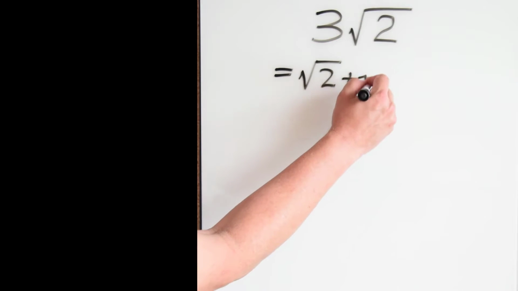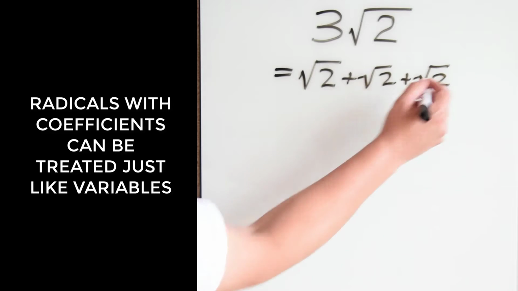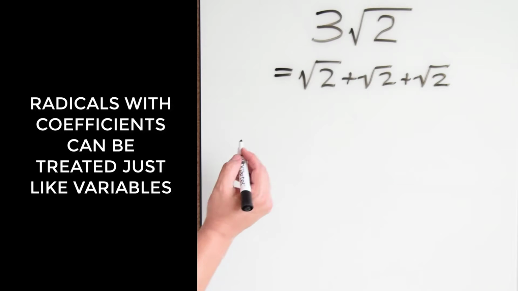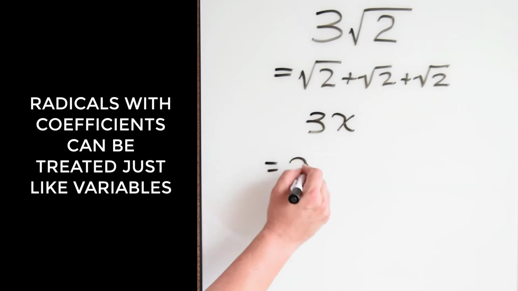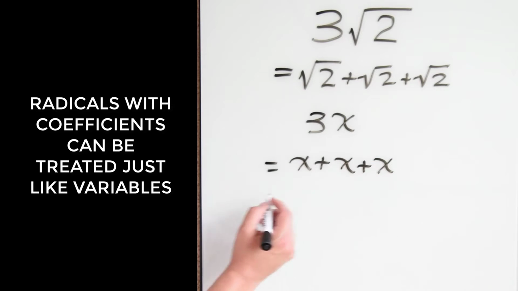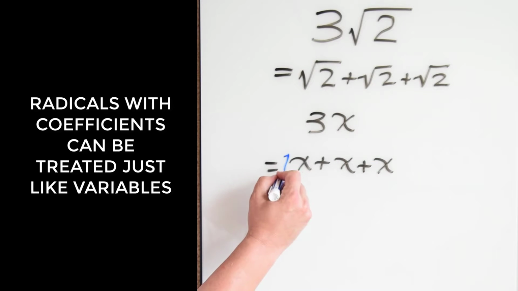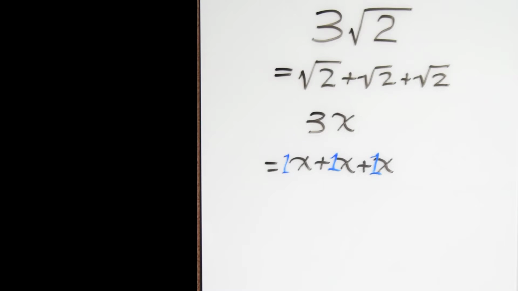Did you know that radicals are just like variables when you multiply them by something like 3? So 3 radical 2 is radical 2 plus radical 2 plus radical 2, just like 3 times x is x plus x plus x. Because each x has a coefficient of 1, and you have 3 of them. So you have 3 radical 2's as well.